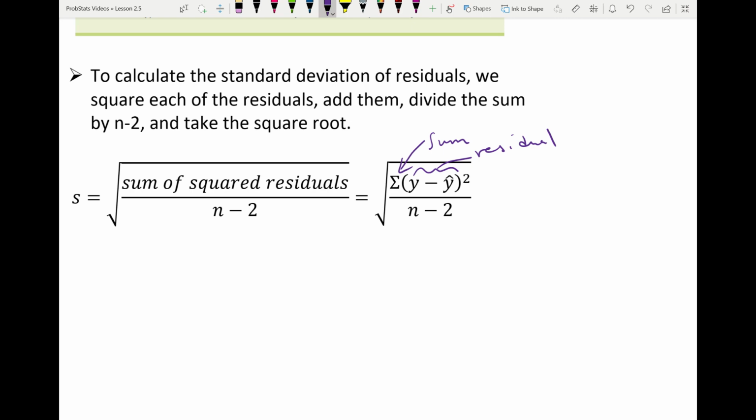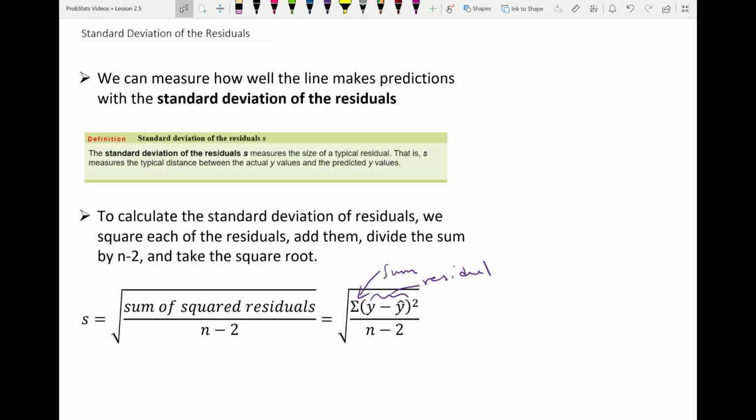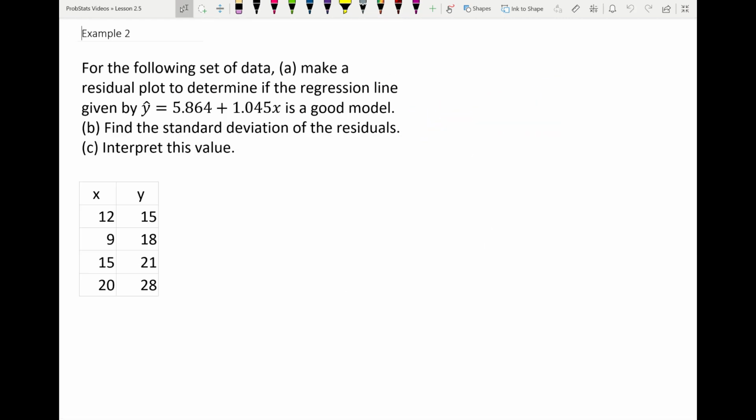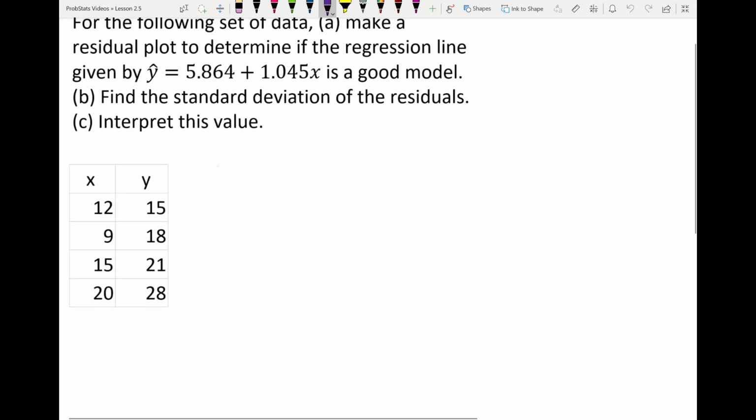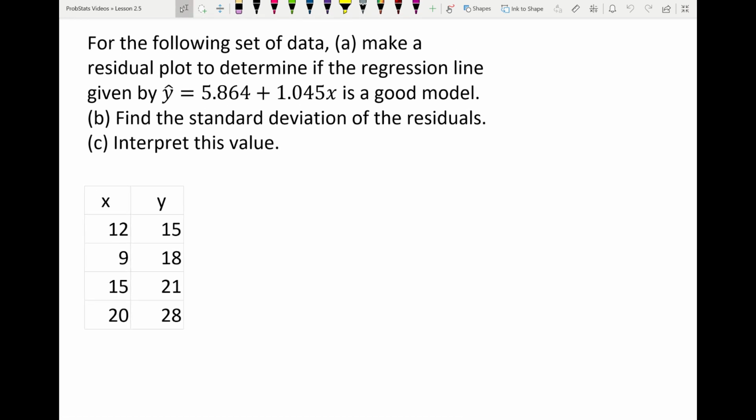All right, so there's our formula. Let's actually go ahead and look at an example. So for the following set of data, make a residual plot to determine if the regression line given by that regression equation is a good model. Find the standard deviation of the residuals and interpret this value. So we're going to make a residual plot real quick.